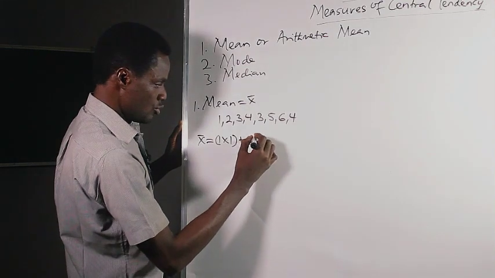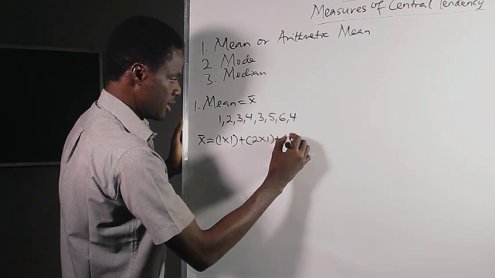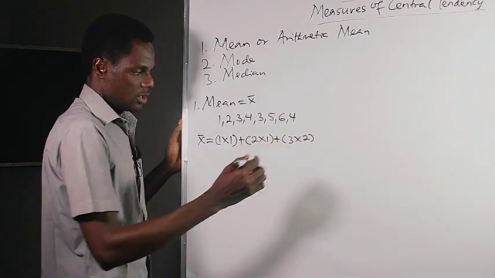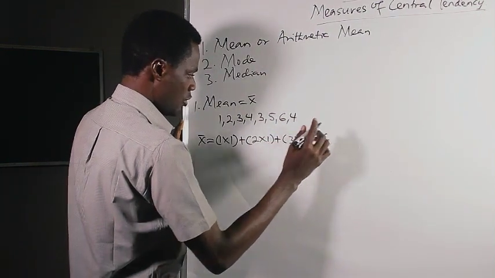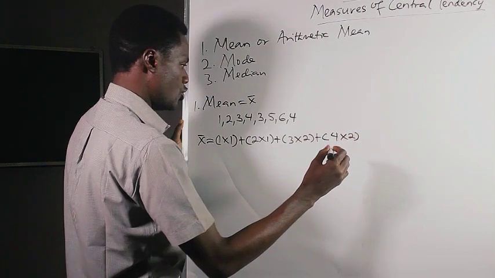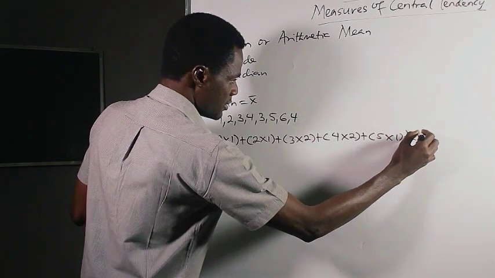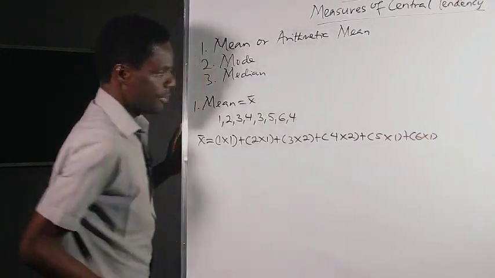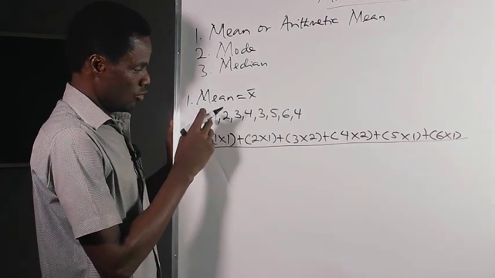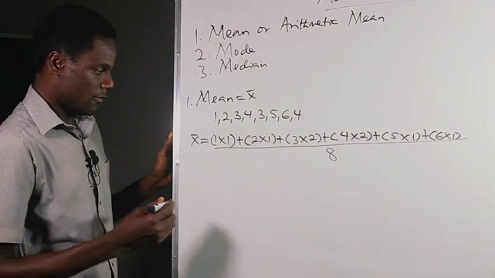Then we say 2. 2 appears only once. Then we have 3. 3 appears 2 times, so we multiply it by 2. Then we have 4. 4 appears 2 times, so this one too, we multiply it by 2. Then we have 5. 5 appears only once. Then finally we have 6, which also appears only once. So we divide them by their number of appearance. We said 1, 2, 3, 4, 5, 6, 7, 8. So that is their total number of appearance.